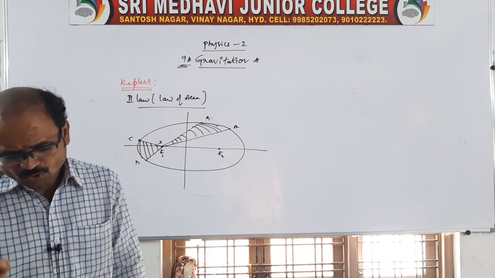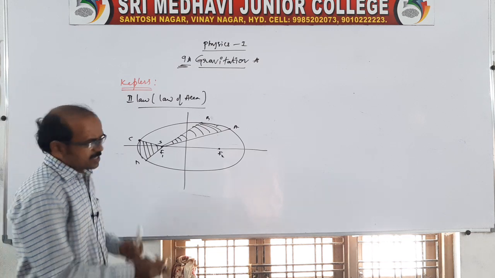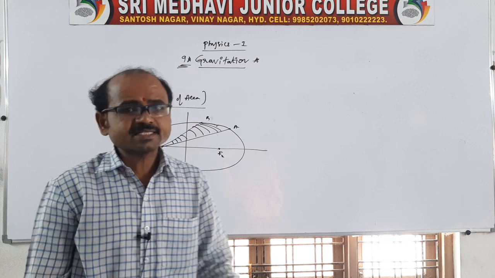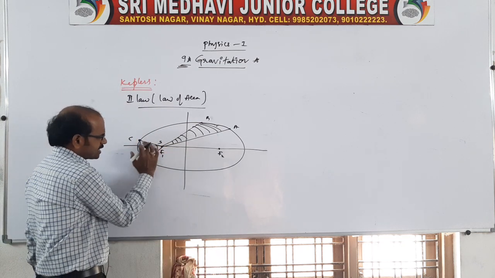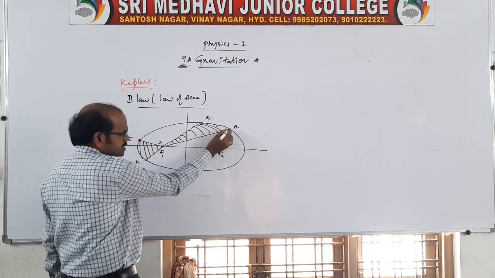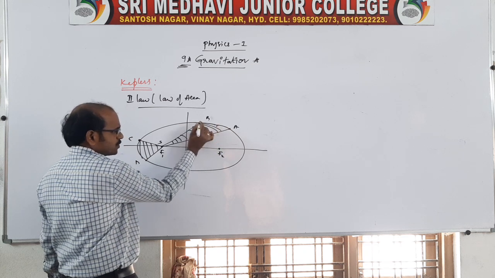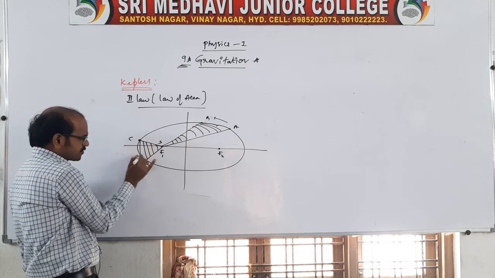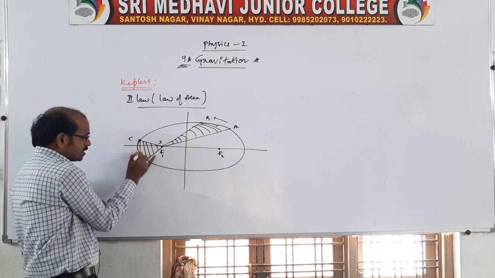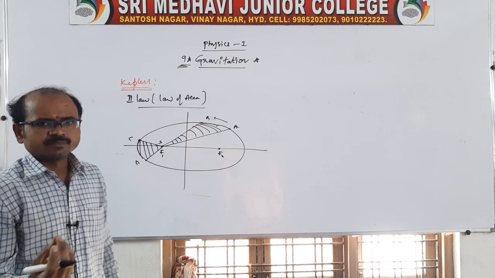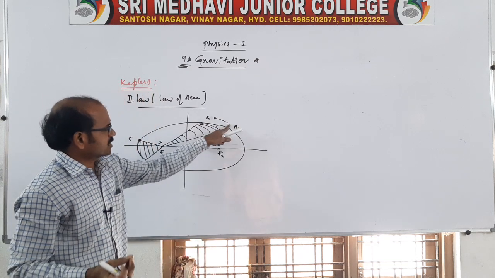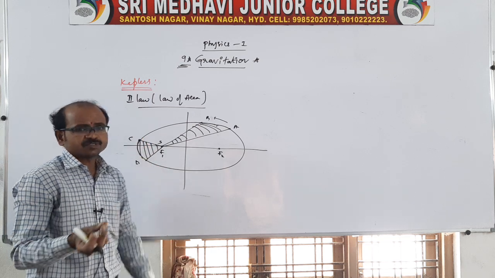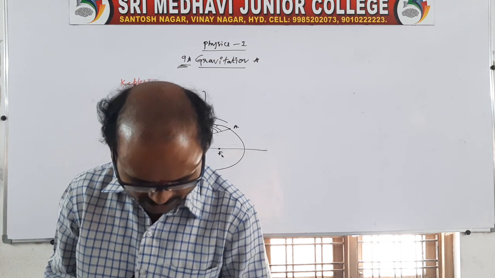That is, we can say the line joining the planet to the sun sweeps out equal areas in equal intervals of time. This area and this area. That means at this point, it actually moves very slowly. But from C to D, it moves with a higher speed, very fast. That is what we call the law of area.